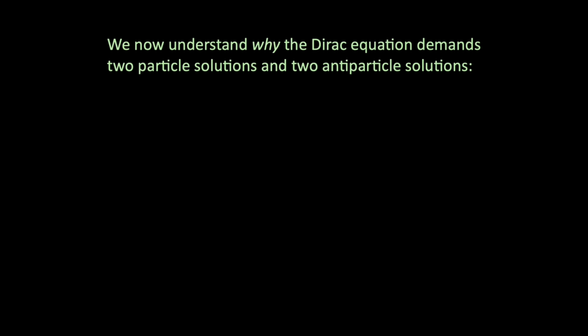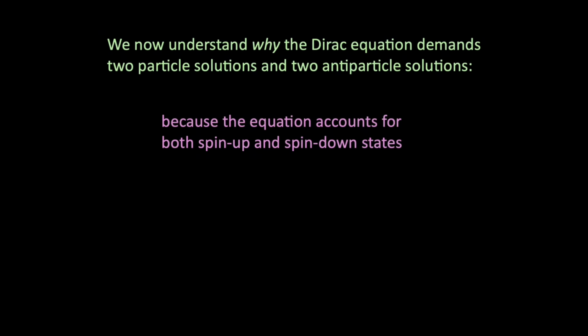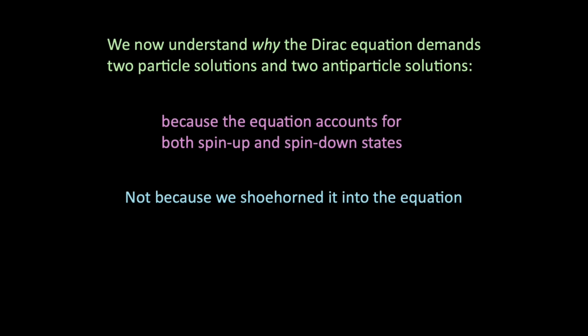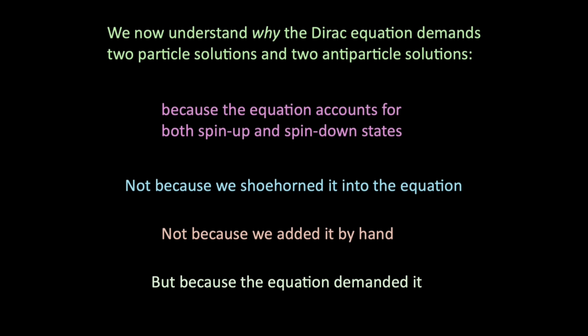And so we now finally understand why the Dirac equation demands 2 particle solutions and 2 antiparticle solutions, because the equation accounts for both spin-up and spin-down states. By following the mathematics, by demanding that quantum mechanics and special relativity coexist within a single framework, we have not only uncovered the strange notion of negative energy or predicted the existence of antimatter, we've uncovered something even deeper. Particles like the electron have intrinsic spin, not because we shoehorned it into the equation, not because we added it by hand, but because the equation demanded it.